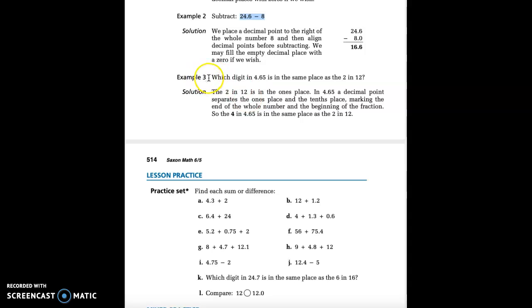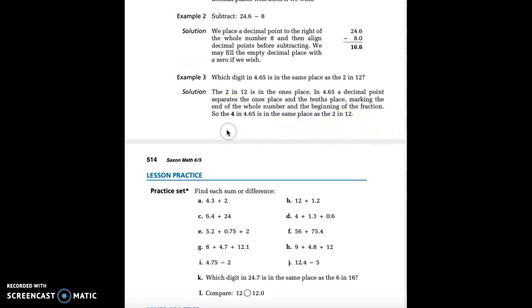All right, our final question is worded a little tricky, so let's do it together. It says, which digit in 4 and 65/100 is in the same place as the 2 in the 12? Well, if you look at this number, 2 is in the ones place. If I look at my 4 and 65/100, what number is in the ones place? The ones place is 4. So 4 in the 4 and 65/100 is in the same place as the 2 in the 12.